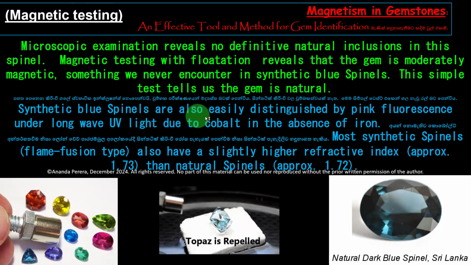Synthetic blue spinels are also easily distinguished by pink fluorescence. Pink fluorescence under long wave UV light is due to cobalt in the absence of iron. No iron, but cobalt is there. So synthetic blue spinels show a pink color under the UV light. Long wave light, not the short wave, long wave.